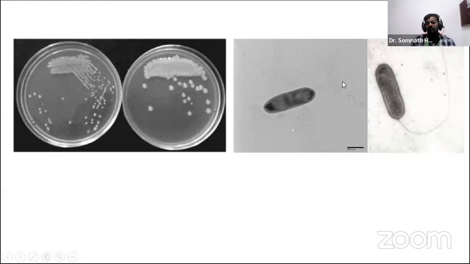The pathogen causing bacterial blight in cotton and grape shows white mucoid colonies, whereas other plant pathogenic Xanthomonas cause yellowish colonies. This is the difference between other Xanthomonas and Xanthomonas infecting cotton or grapes.